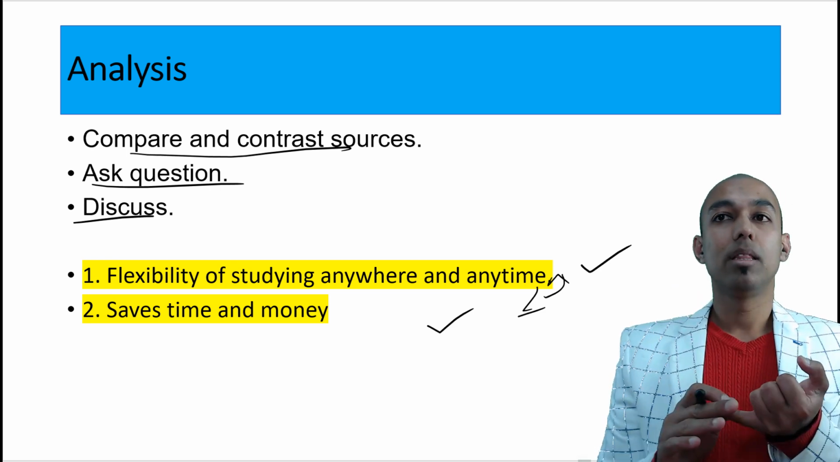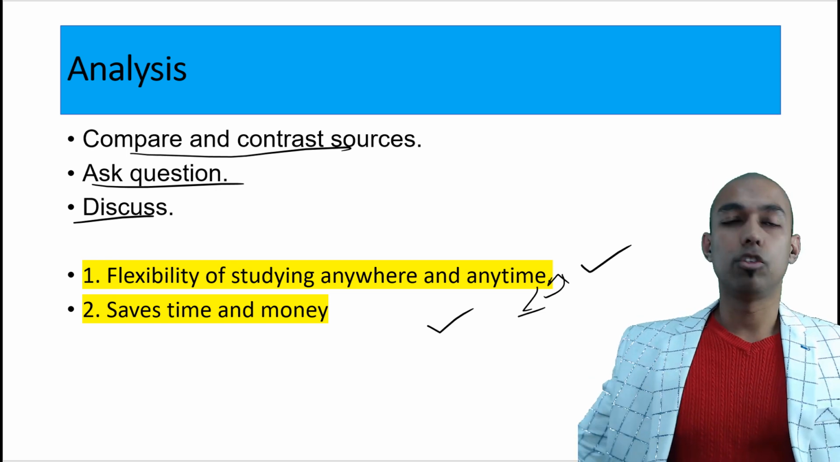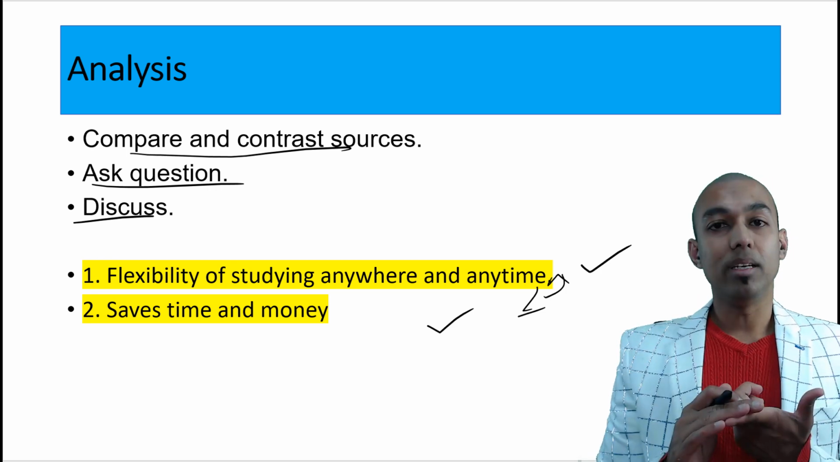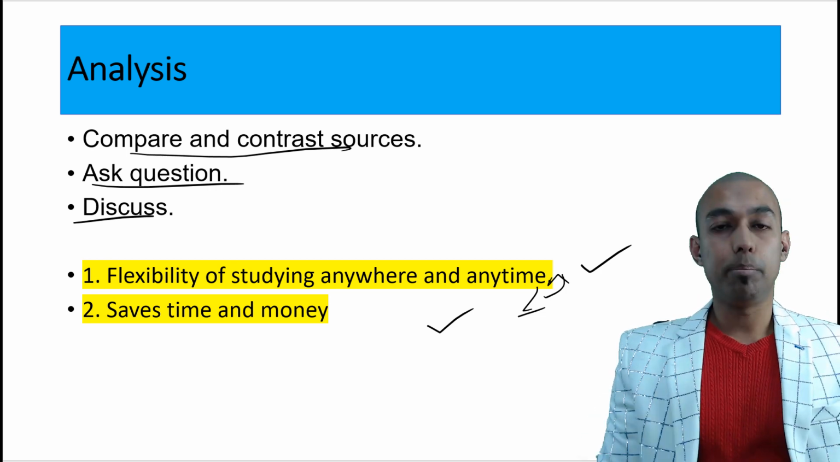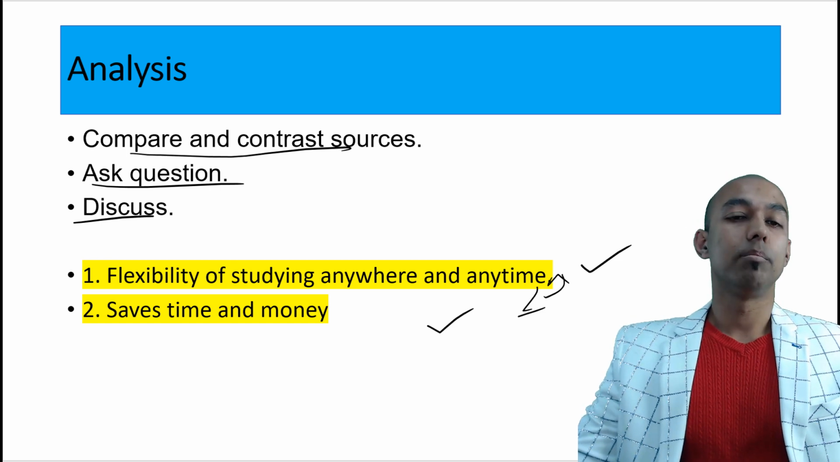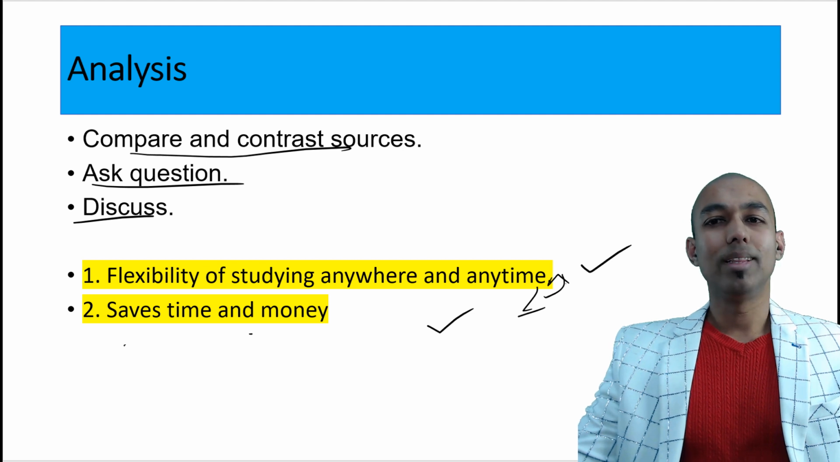That means they save time. Imagine taking 1 hour on the train to school. You save time. You also save money. You don't have to buy petrol or buy tickets, right? Bus fare, etc. So this is how you link these two ideas together. One leads to the other.